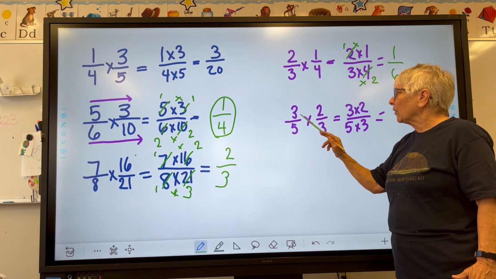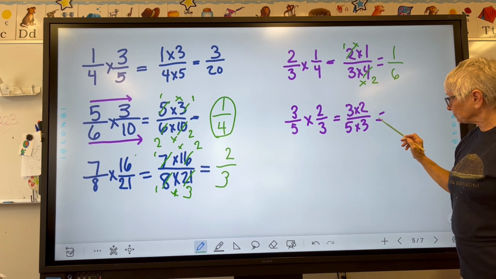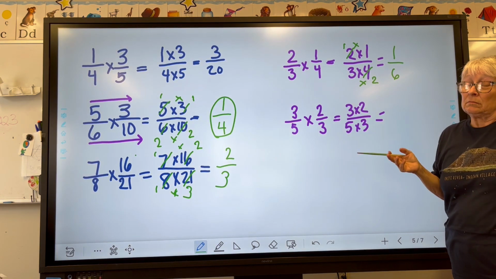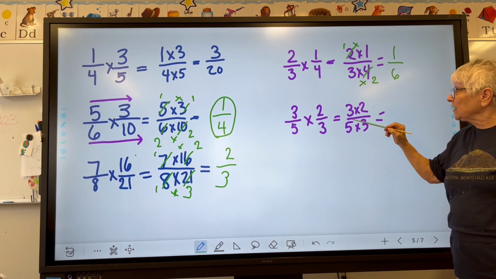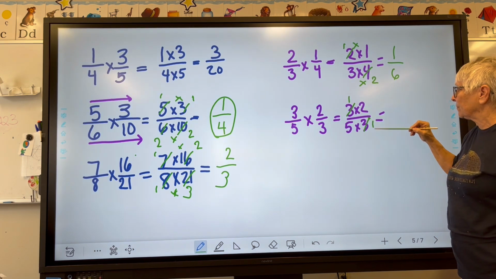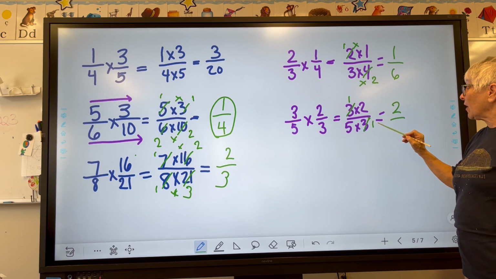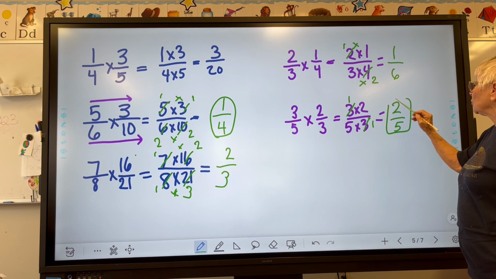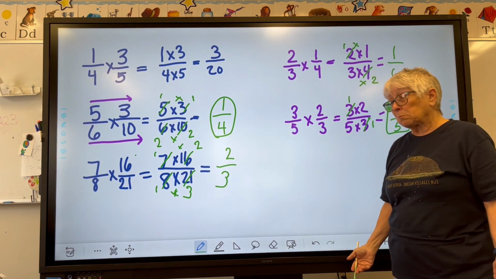Let's look here. 3 times 2, 5 times 3. Does 3 go into 5? No. Does it go into 3? It does. And here we can just cancel those out. They both become 1s. And 1 times 2 is 2. And 5 times 1 is 5. And so 2/5 is the reduced form of that fraction.